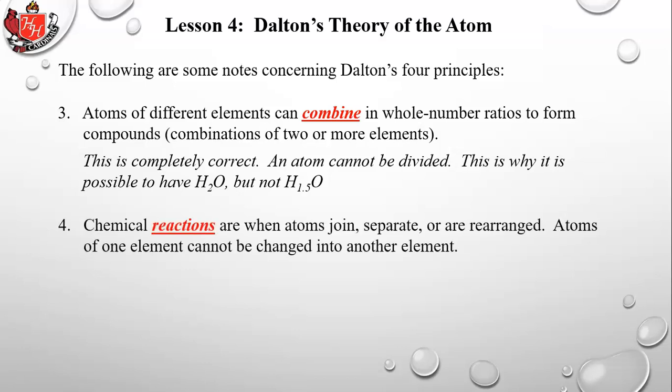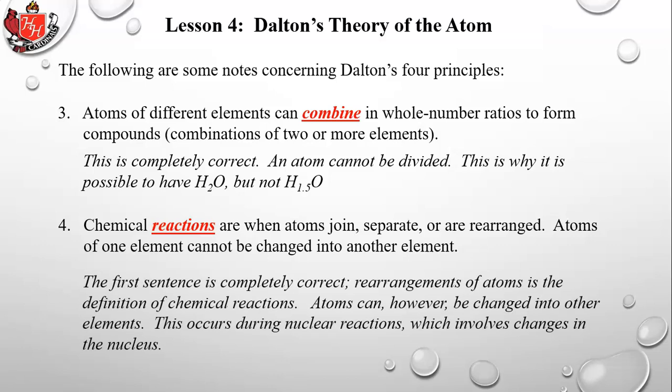4. Chemical reactions are when atoms join, separate, or are rearranged. Atoms of one element cannot be changed into another element. The first sentence is completely correct, and it's really what chemistry is all about. Rearrangement of atoms is the definition of chemical reactions, either joining them together, separating them, or rearranging them from one compound into a different compound. That is really the essence of what chemistry is.